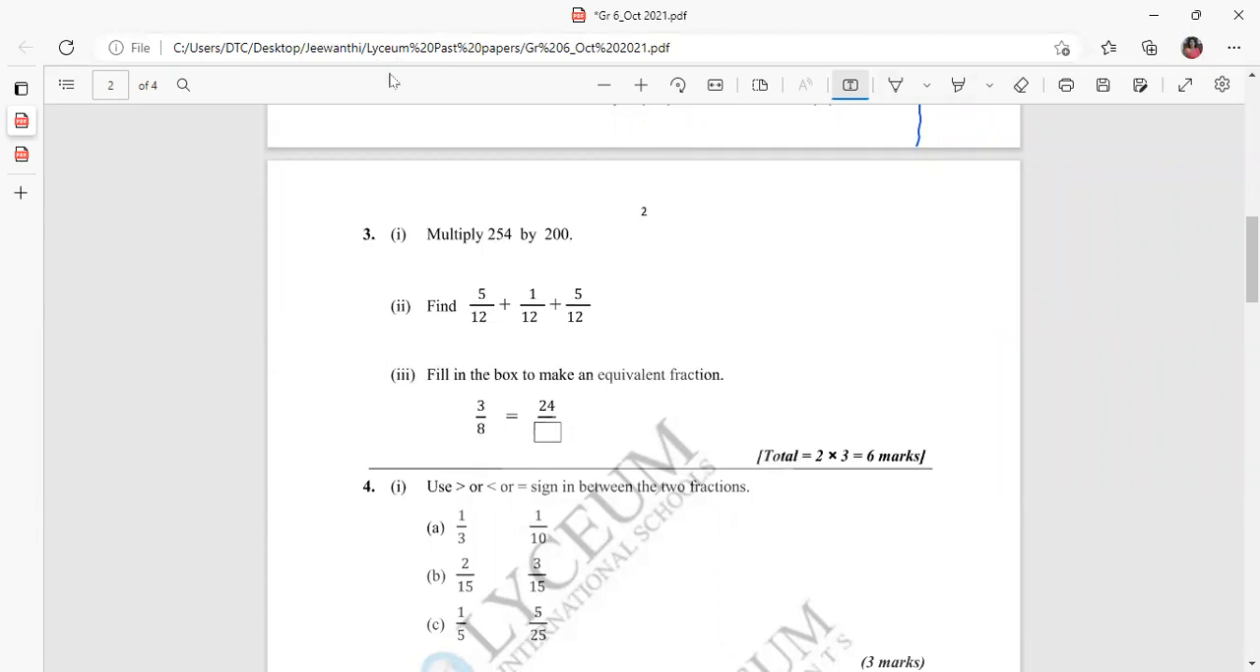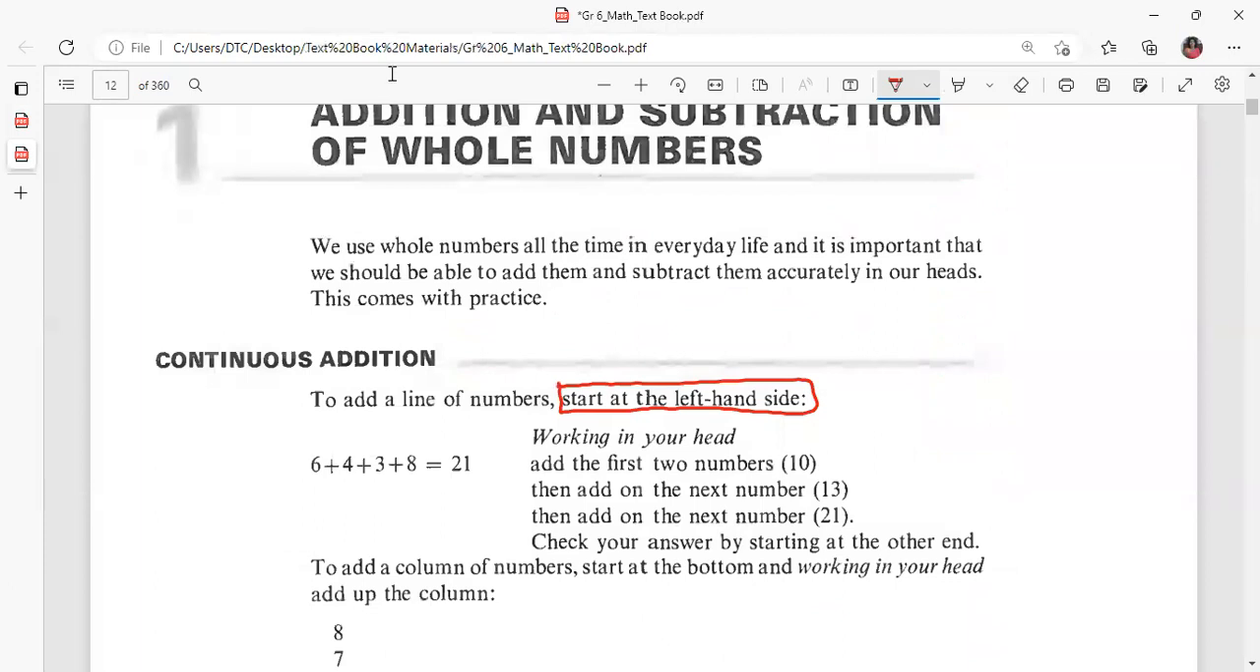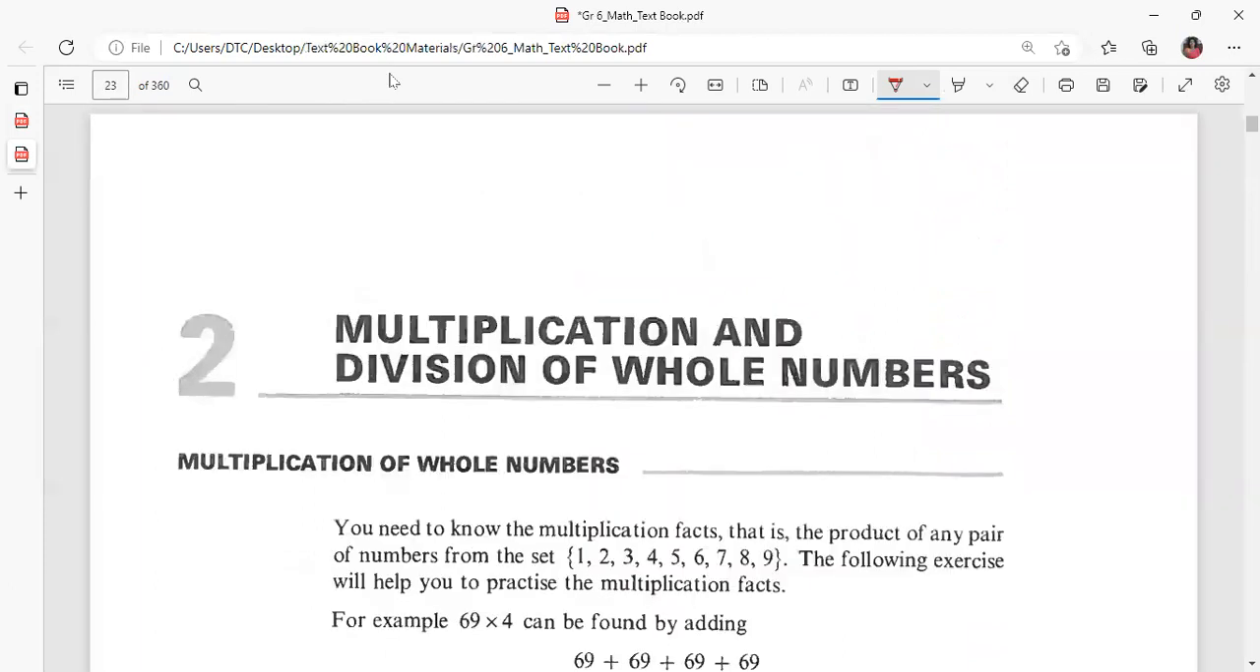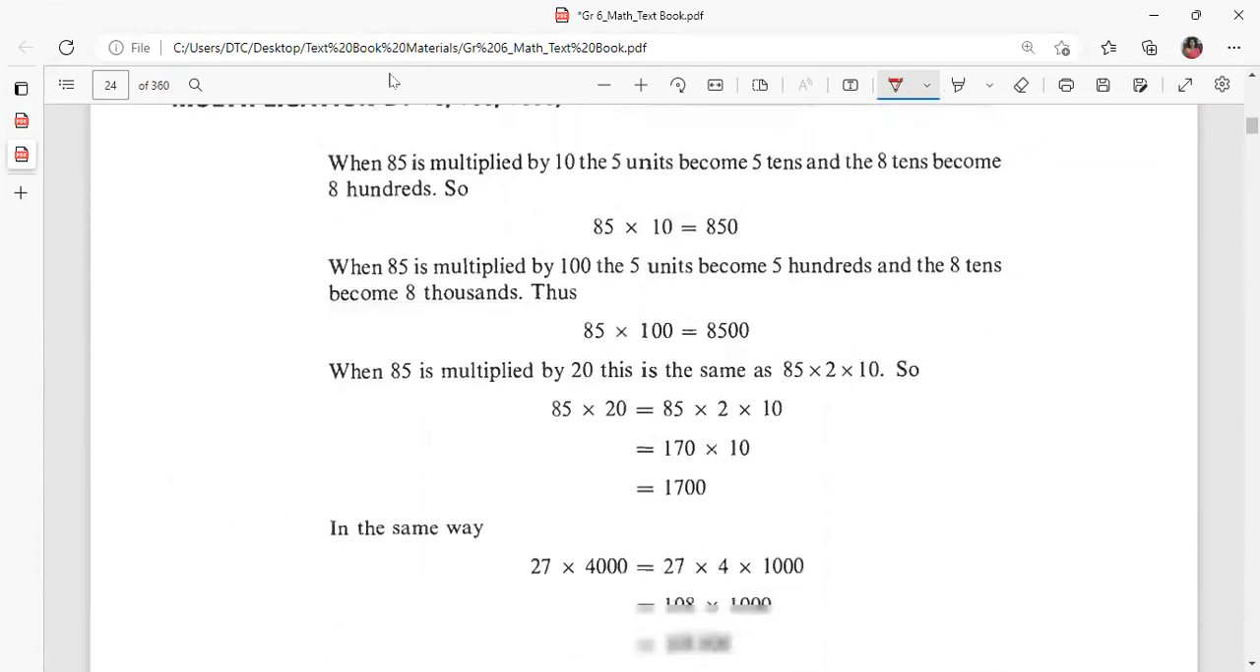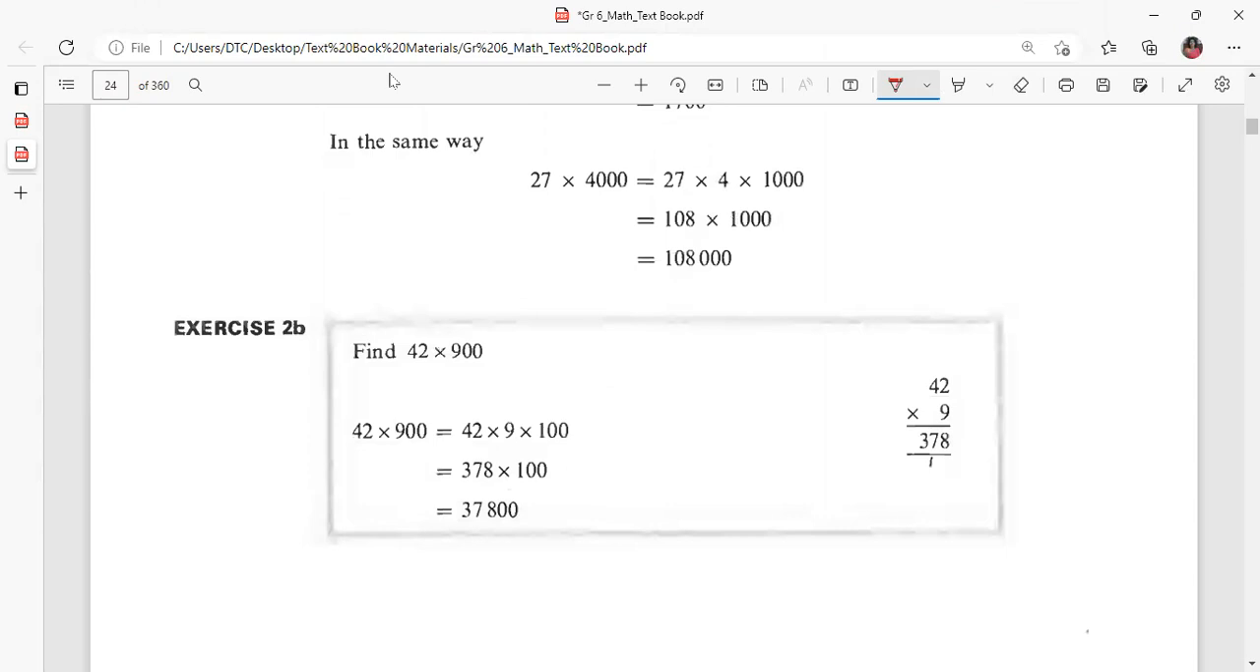Question number 3, that I will show you exactly what you have in your textbook, children. Now can you see? 42, they have multiplied by 900. What they have done, children? 42, they have multiplied by 900 and they have expanded the 900 value. How? 9 multiplied by 100.